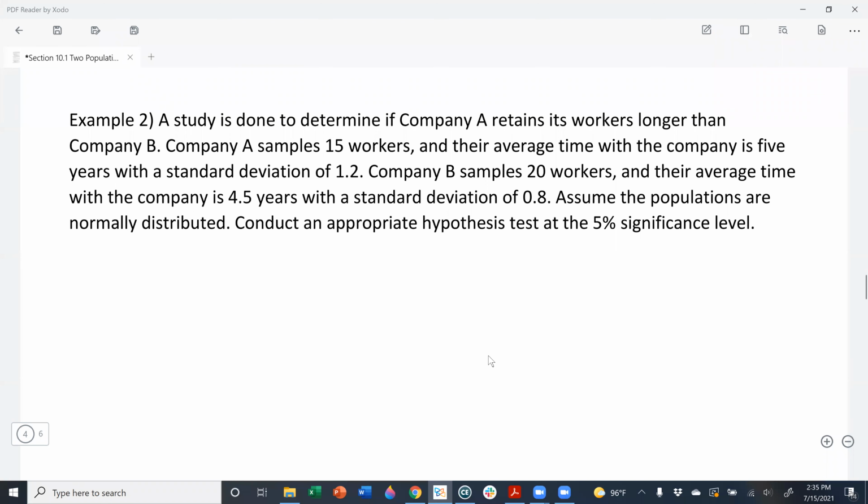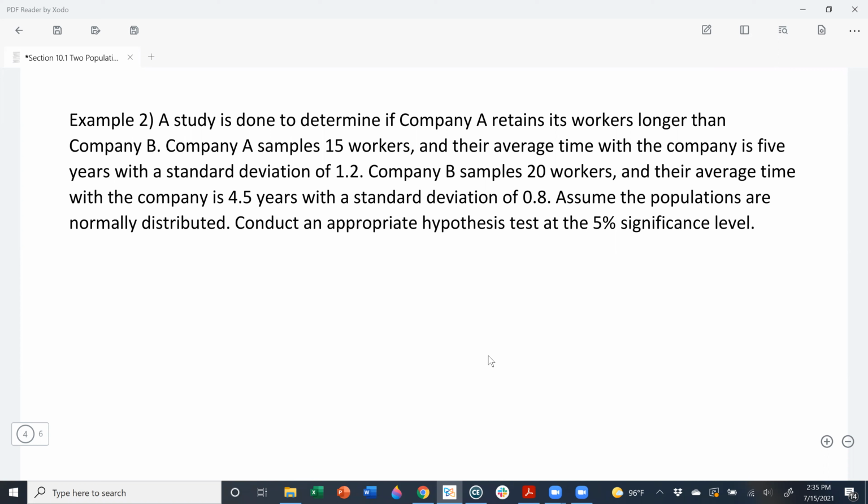All right, let's move forward and do example 2. Here we go. A study is done to determine if company A retains its workers longer than company B. Pretty standard, straightforward study, sounds to me.